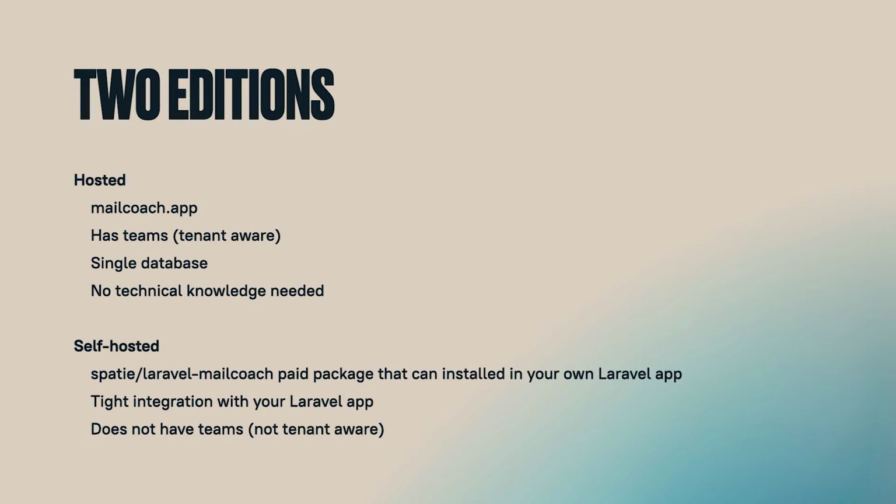It's just a service. The second edition is the self-hosted one, and it comes in the form of a package that you can install into your own Laravel application. You might want to do this if you want tight integration with your Laravel application. Maybe you want to use the Mailcoach models directly. That could be a use case for doing this, or to have less cost because you run it all on your own infrastructure. Now, the self-hosted package is not tenant aware. It does not have themes at all.